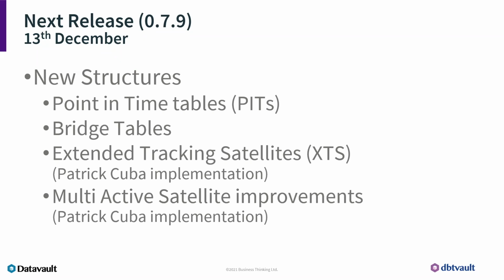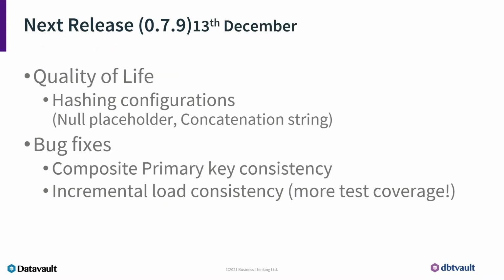Multi-active satellites in particular aren't as common as some of the other structures, but they are really useful for certain use cases. And the code we have at the moment, they do exist in dbtvault. The code we have at the moment is a bit confusing. The implementation is a bit odd. The amount of metadata you need can be a bit overwhelming. And yeah, I'll get into it more in a second, but essentially lots of really nice improvements coming in. So really excited about that. It'll be a lot easier to use those.